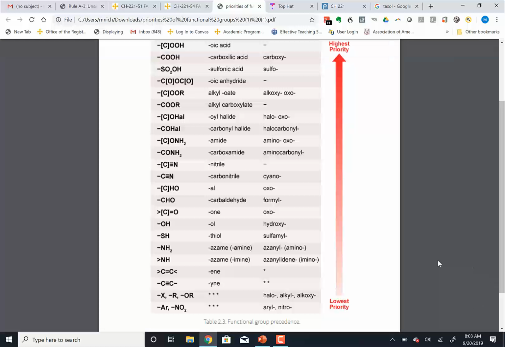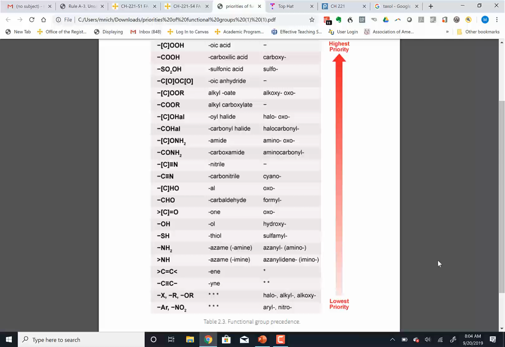And there is no rhyme or reason for this. Like when we talk about Cahn-Ingold-Prelog sequence rules, you would think that those would be a perfect set of rules to create this chart. That's not how they did it. So that's why you need this chart, because there's no sense in memorizing it, because you would always go to this chart if you have more than one functional group.